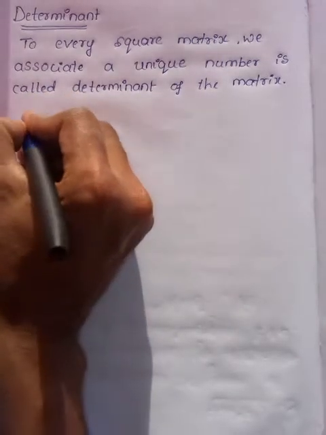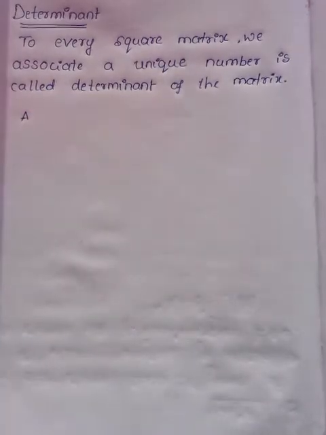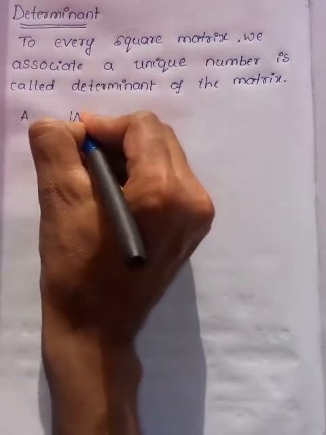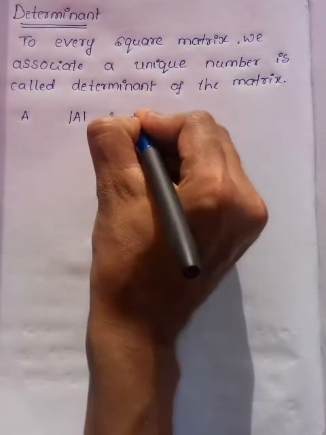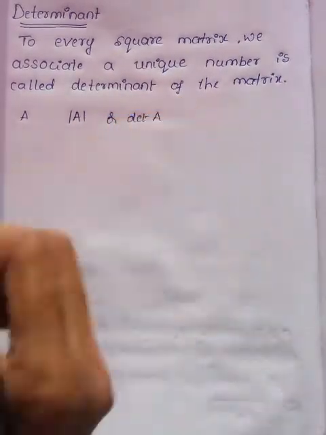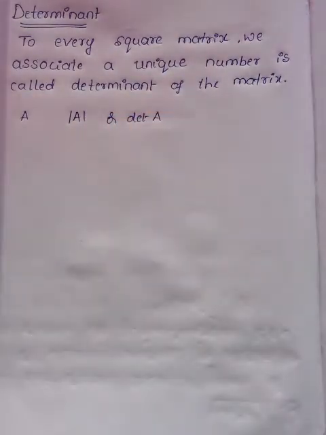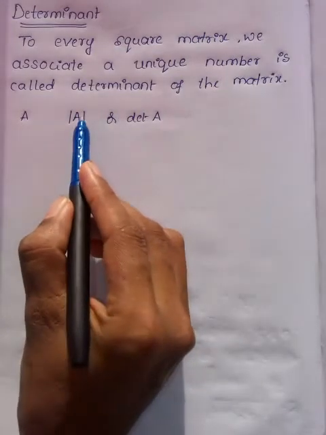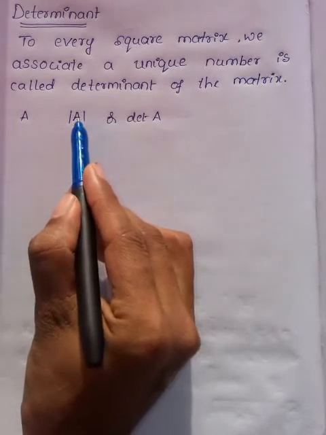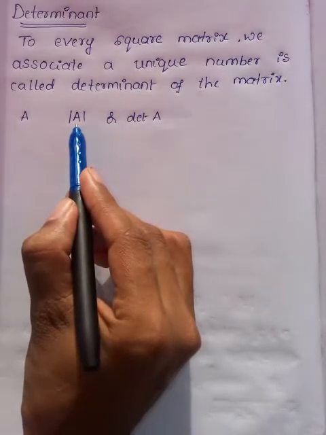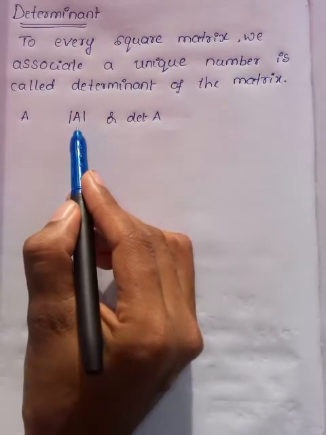Determinant of a square matrix, say A, is denoted by this symbol or det A. That is a determinant of a square matrix A. You should read this symbol as determinant of A, not a modulus of A.